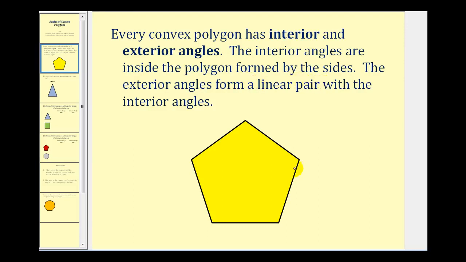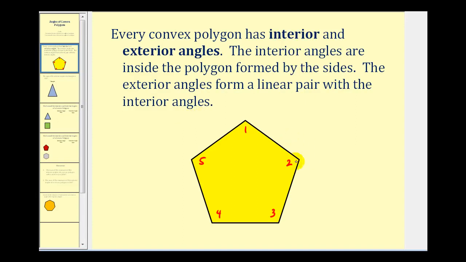So for this pentagon there are 5 interior angles: angle 1, angle 2, angle 3, angle 4, and angle 5. The exterior angles form a linear pair with the interior angles.